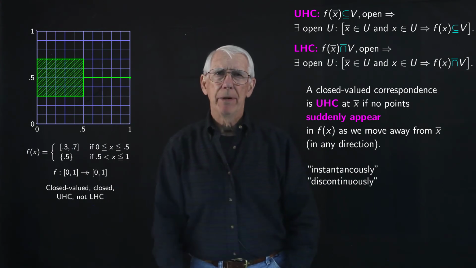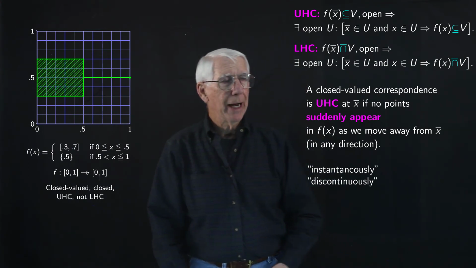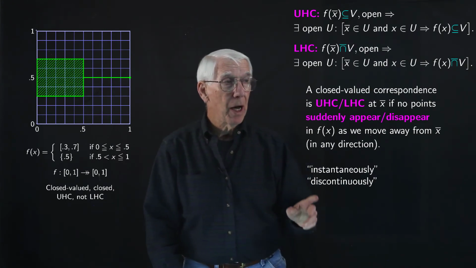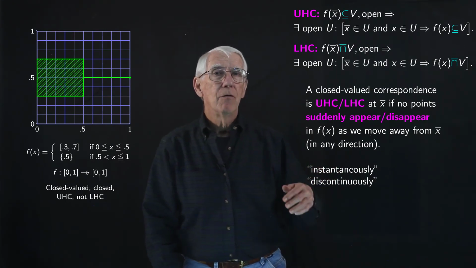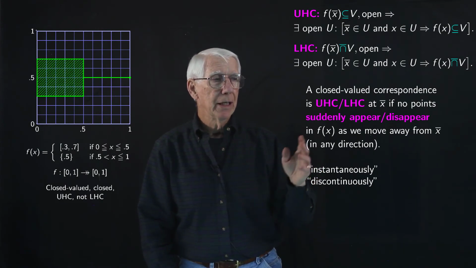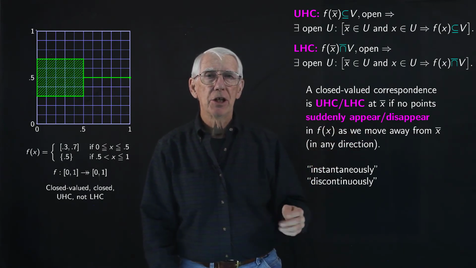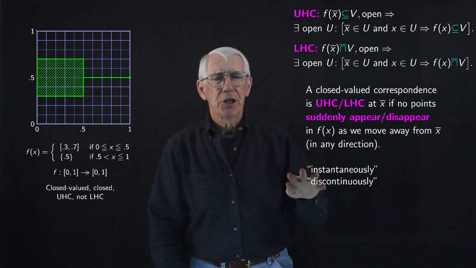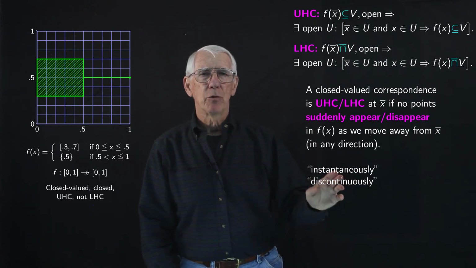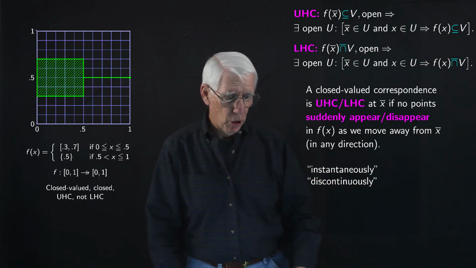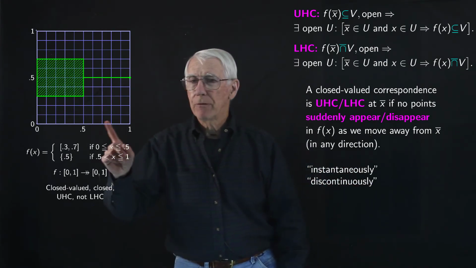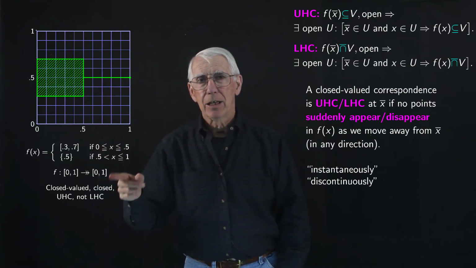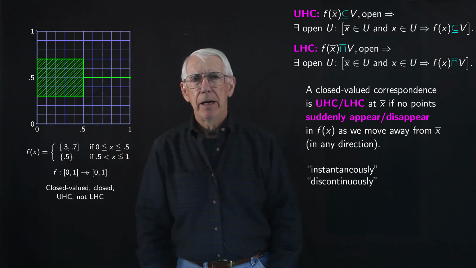So what about lower hemicontinuity? Well, as you might have guessed, the corresponding terminology for lower hemicontinuity is that a closed-valued correspondence is lower hemicontinuous at x bar if no points suddenly disappear as we move away from x bar. And so how does that work for our example? We've already seen this example. The correspondence is not lower hemicontinuous at x bar.